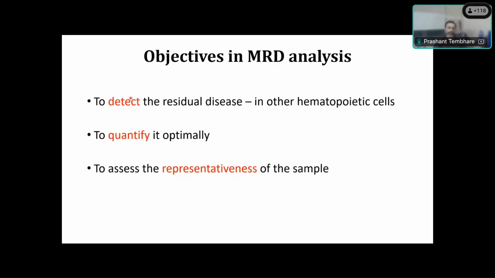So whenever you are evaluating MRD in a bone marrow sample, we have three objectives. One is to detect the disease among the other hematopoietic cells. Then you have to quantify it, and also assess the representativeness of the sample. That means whether the bone marrow sample submitted for the MRD evaluation is representative or not. If not representative, then possibly you have to repeat the sample to call it a true positive or true negative.